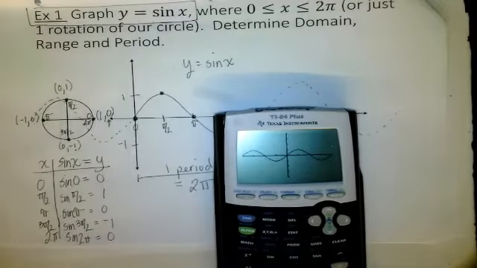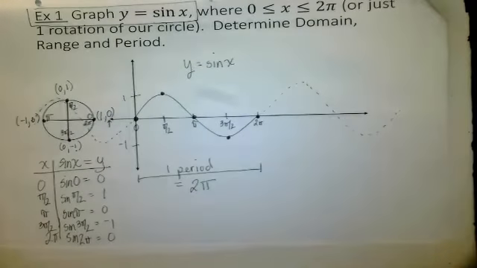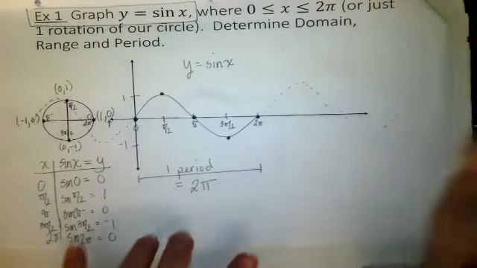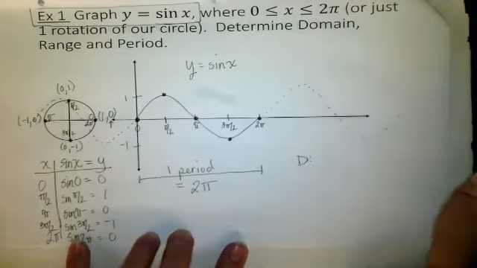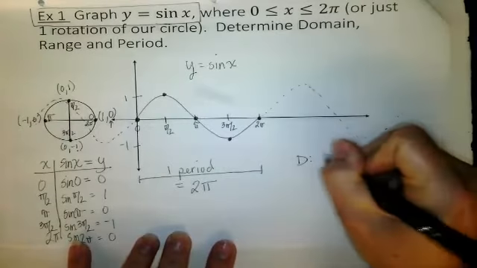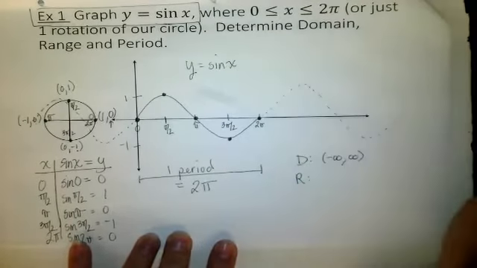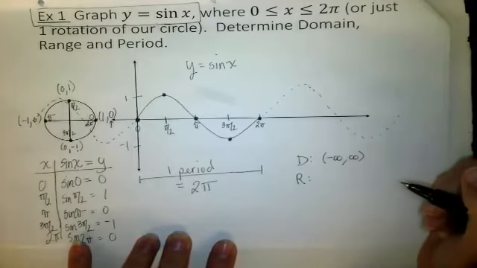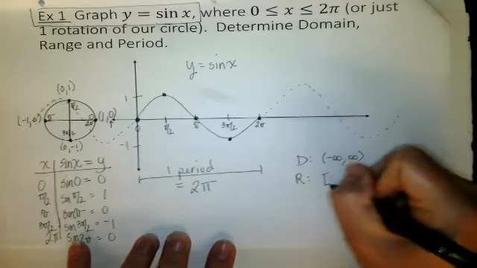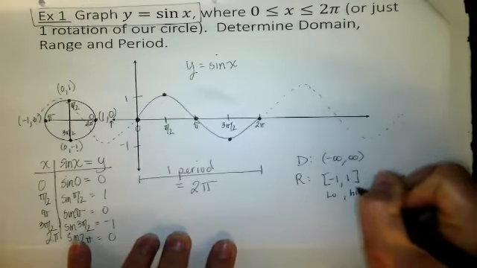Okay, so let me tell you a little bit more about this function. Domain. How far left and how far right does this function go? Forever. Negative infinity to positive infinity. What's the range of this function? Positive 1, negative 1. Almost. Negative 1 to positive 1. Low to high, always.